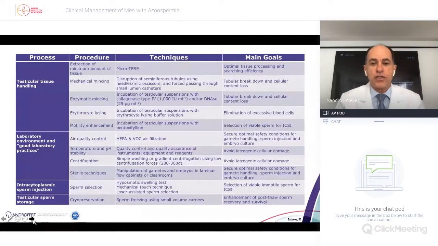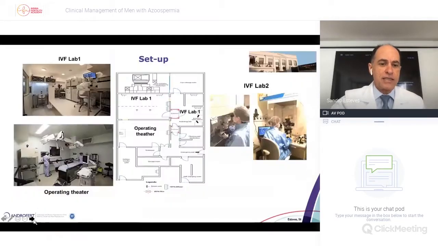And lastly, we need to use sperm freezing with small volume carriers, because these patients have few sperm. And then we need to save sperm for the future, because we don't know if the ICSI cycle will succeed or not. And it will be wise to save every single sperm you could find. So these are some of the things we need to consider when looking at the laboratory aspect.